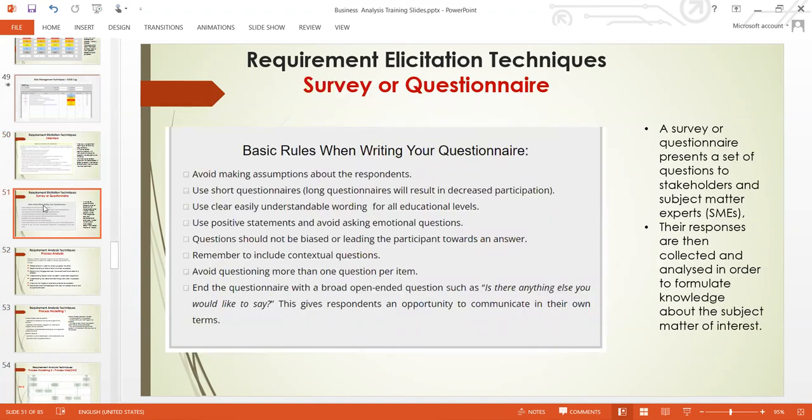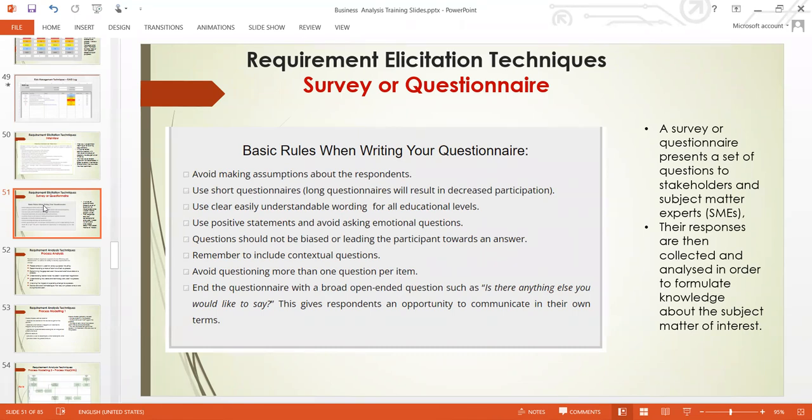Then let's look at survey and questionnaire as a technique for requirement elicitation. A survey or questionnaire presents a set of questions to stakeholders and subject matter experts. Their responses are then collected and analyzed in order to formulate knowledge about the subject matter of interest.